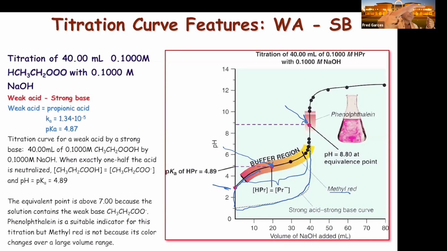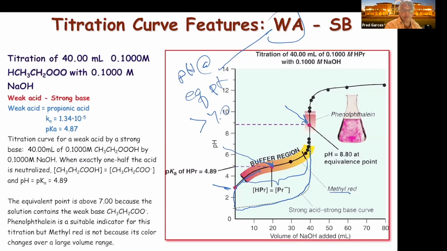Anyway, a weak acid will start out high. It'll reach the buffer region, and then at the equivalence point, for weak acids, the pH is always greater than 7.0. Why is that? Why is the pH always greater than 7.0? Because when your weak acid's totally neutralized, what do you have? You have its conjugate present in solution, a base. And as a base, it'll react with water and generate hydroxide. And the solution will therefore be basic.